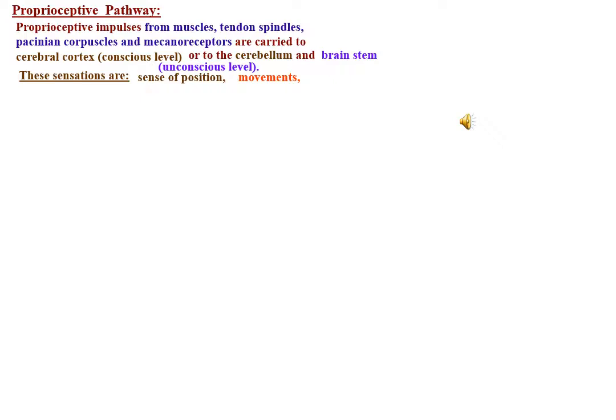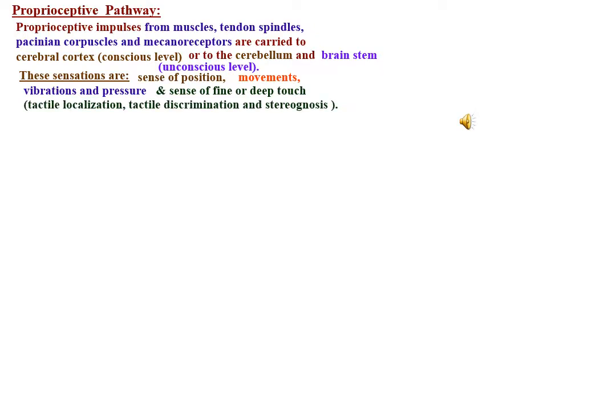Proprioceptive pathway. Proprioceptive impulses from muscles, tendon spindles, Pacinian corpuscles, and mechanoreceptors are carried to the cerebral cortex, conscious level, or to the cerebellum and the brain stem, unconscious level. These sensations are the sense of position, movements, vibrations, and pressure. Also, the sense of fine or deep touch, tactile localization, tactile discrimination, and stereognosis.